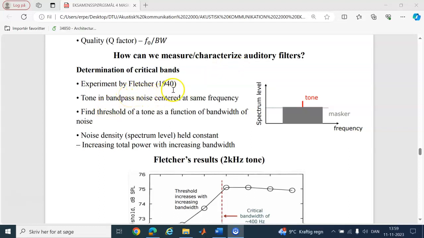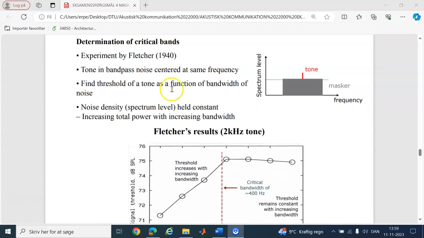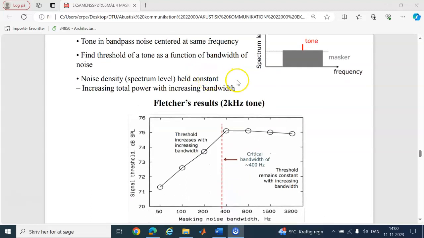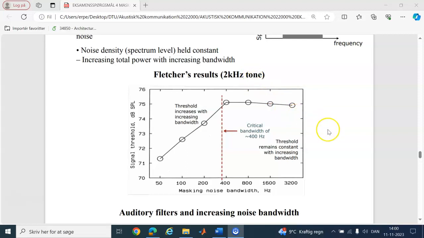Experiments by Fletcher show a tone in a bandpass noise centered at the same frequency. Find the threshold of the tone as a function of the bandwidth of the noise. The noise spectral density level is held constant, so total power increases with increasing bandwidth. You increase the bandwidth, and the needed signal also increases. Threshold increases with increasing bandwidth, but after about 400 Hz it becomes flat. At the critical bandwidth of 400 Hz, the threshold remains constant with increasing bandwidth.